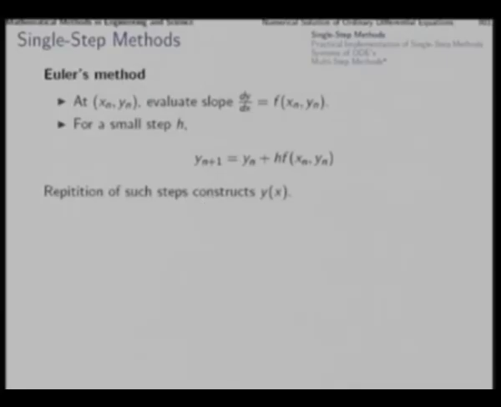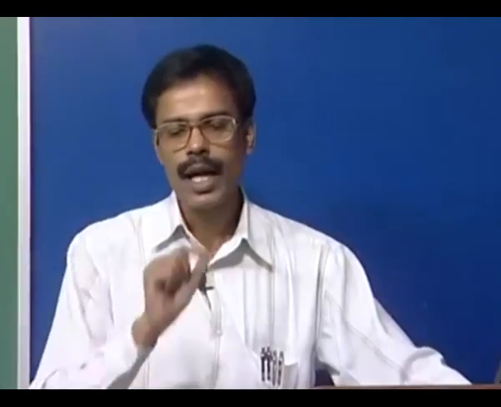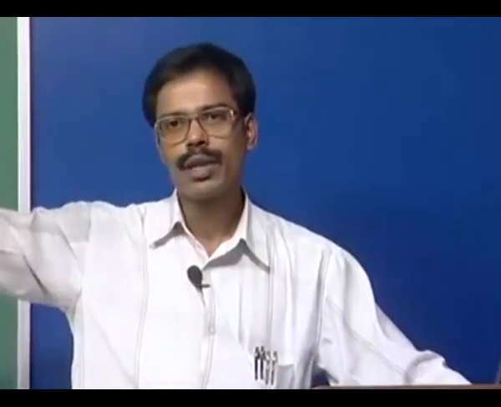This method is actually called Euler's method, and at every step this is the methodology. At x_n, y_n, evaluate the slope, and for a small step h, use that value of dy by dx, multiply that with the small change in x, which is h, and when you add that to the current value of y, you get the next value of y. This way, repetition of such steps will construct the function y of x. That is, for x equal to x0, x1, x2, x3, x4, etc., you will find the corresponding values of y, y0, y1, etc., and those points in the xy plane will give you the trajectory, and that will be the solution of the differential equation.